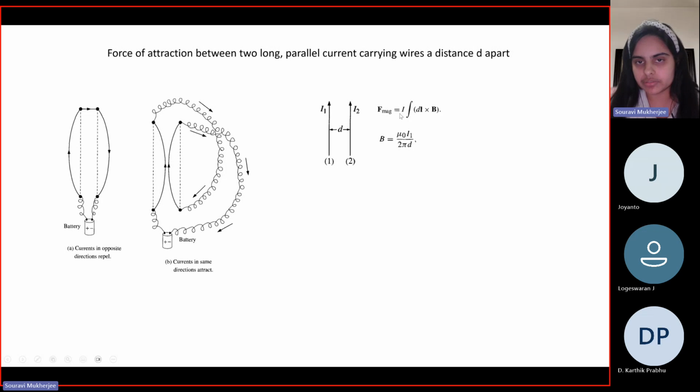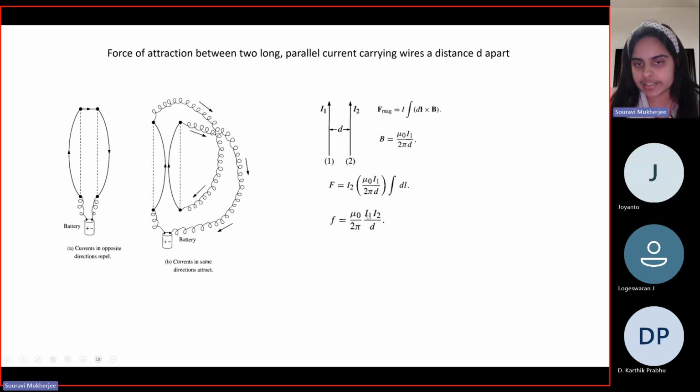For the second wire, your current is I2, and you have to do an integration of I2 dl cross B, where dl is some line element in the second wire. If you do that, you can see that B is independent of your line element, because it's only a function of how far it is from the first wire, so you can take it out. Then you integrate over the length of your second current carrying wire. If you want to find the force per unit length, you divide by the length, and this is your force per unit length.